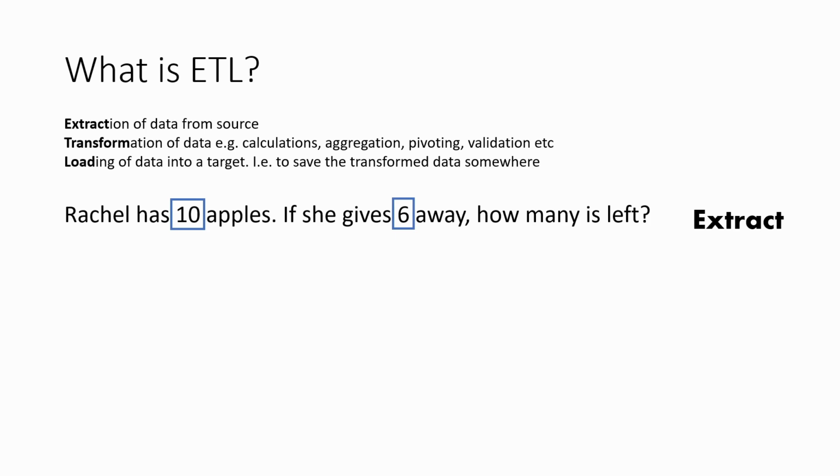So we extract 10 and 6, and then finally we need to apply the formula of subtraction. So 10 minus 6, right? This is the transformation, which will give us 4. Okay, and if we were then to write down the answer 4 on a piece of paper as such, equals 4, we are then loading this onto the sheet of paper. So we are saving this transformed data.